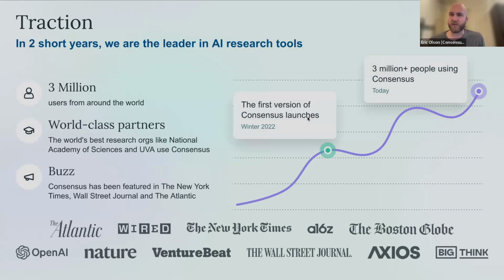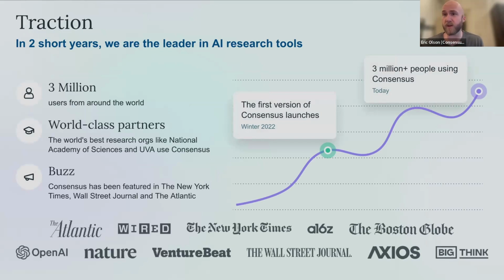So Consensus is about a 2.5-year-old product. As Wallace mentioned, we've been working with HKBU for a little over a year now. We launched right around when ChatGPT launched in the winter of 2022. We're incredibly lucky that we've been able to grow quite rapidly and are used by folks all around the world. We're actually used by over 3 million people today from over 10,000 different universities worldwide.